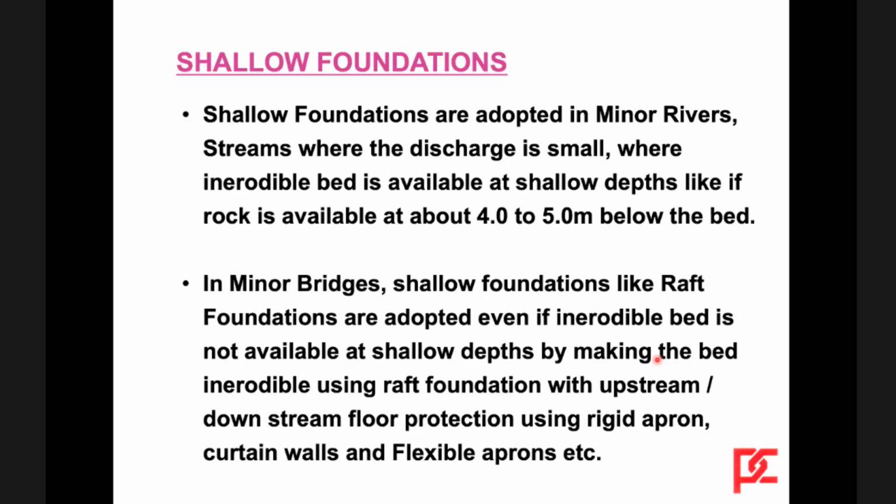Shallow foundations are adopted in minor rivers and streams where the discharge is small, where an inerodable bed is available at short depths like 4 to 5 meters below the bed. In minor bridges, shallow foundations like raft foundations are adopted even if an inerodable bed is not available at shallow depths, by making the bed inerodable using raft foundations with upstream and downstream floor protection using rigid aprons, curtain walls, flexible aprons, etc.